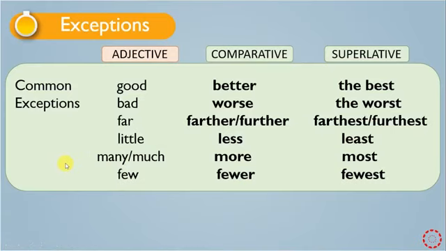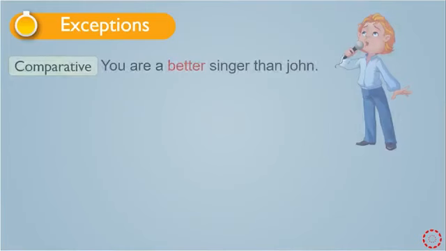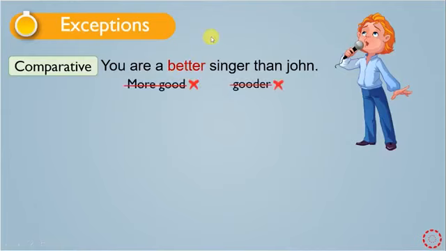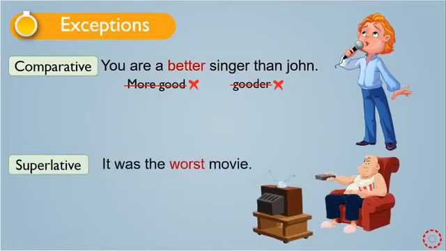We have examples for them. For the comparative, you say you are a better singer than John. This came from good. Better is the comparative form of good. We cannot say more good and gooder, because good is the exception. It became better. And for the superlative, we say it was the worst movie I have ever seen, for example. We cannot say most bad and the baddest.